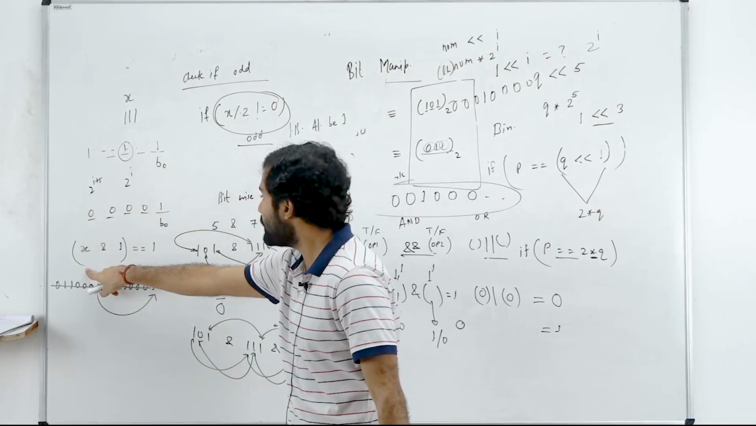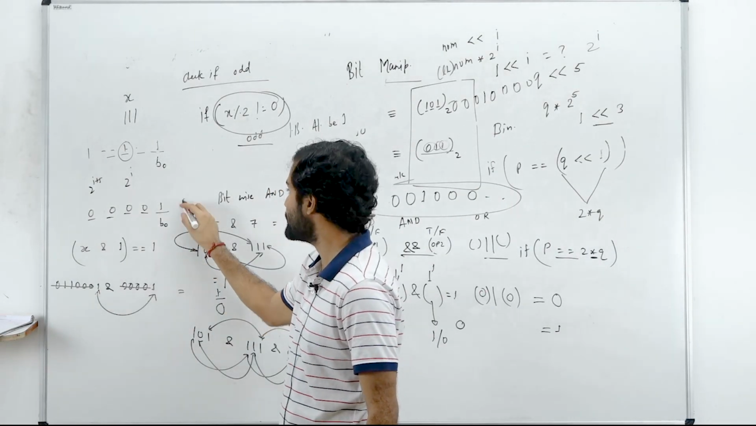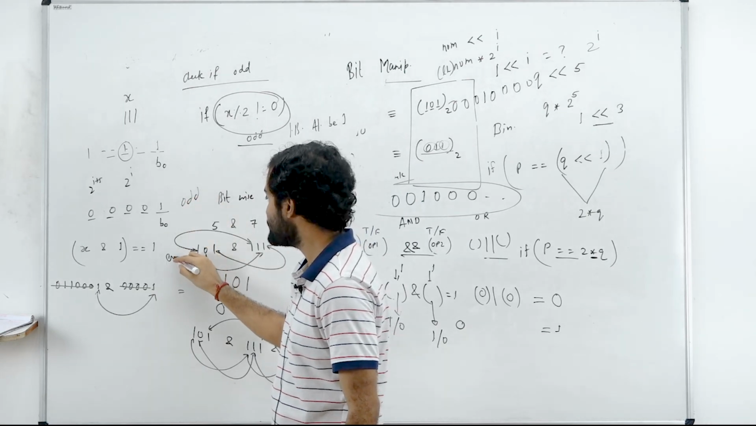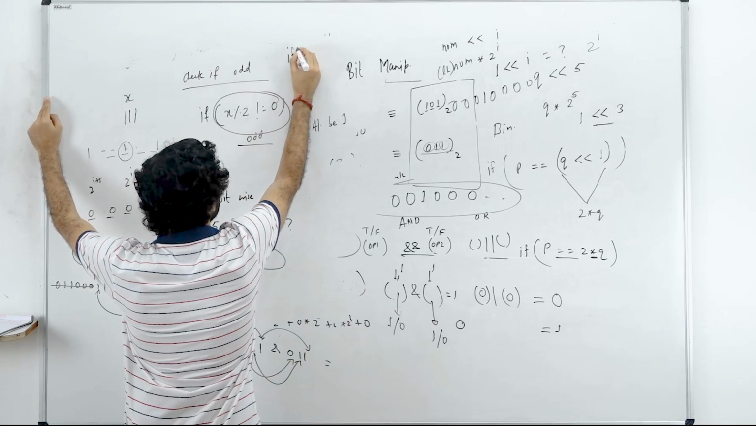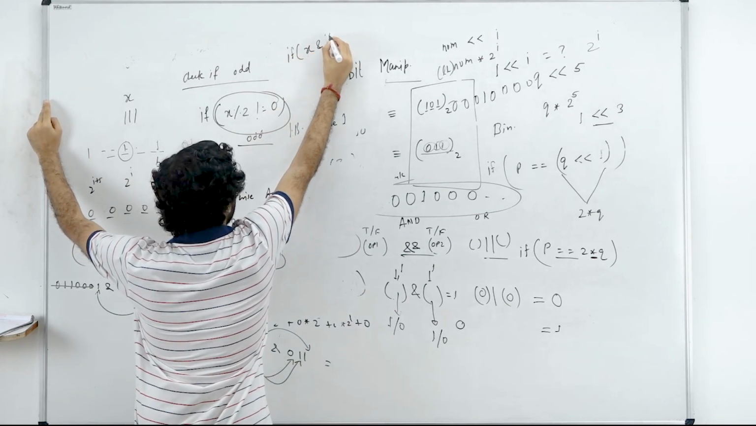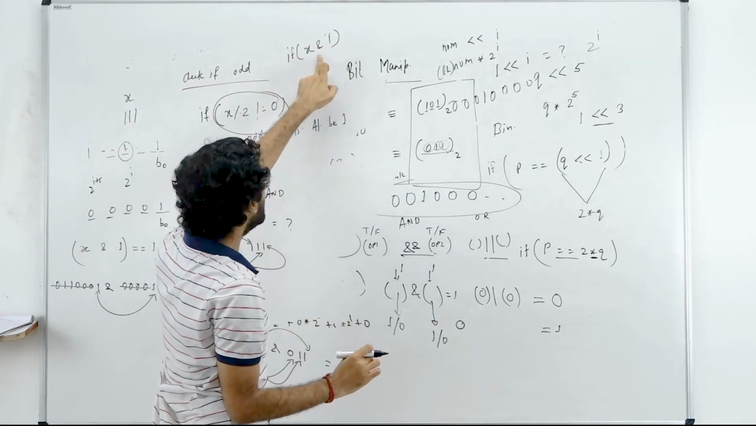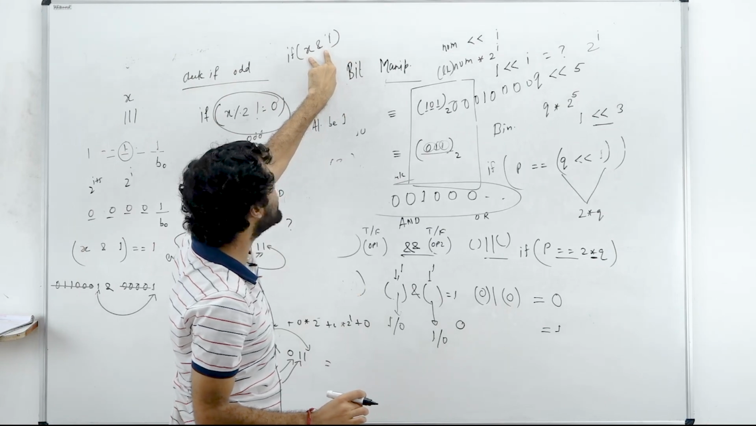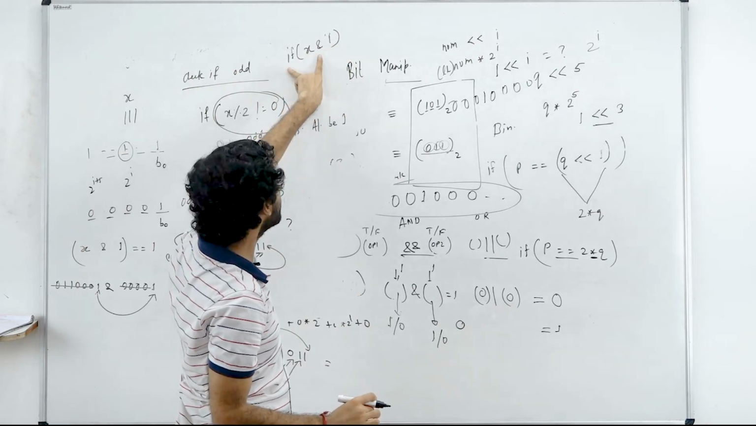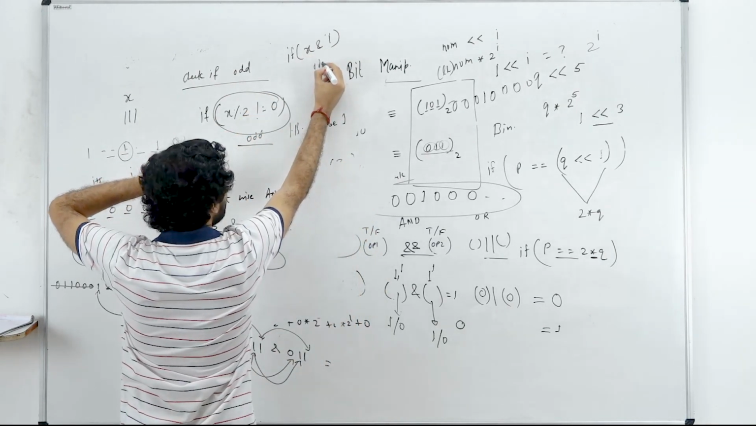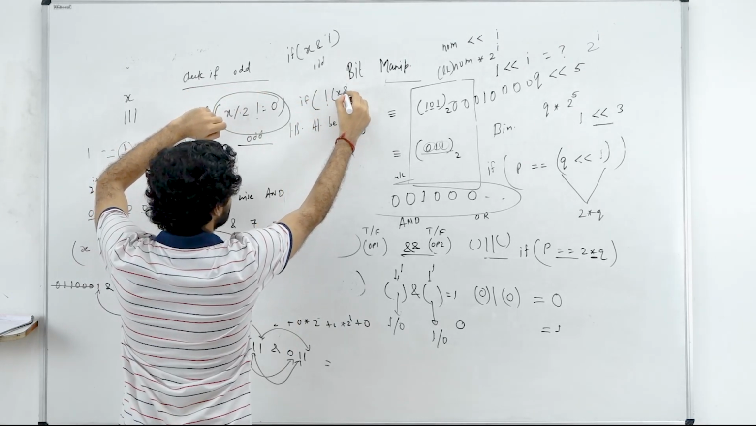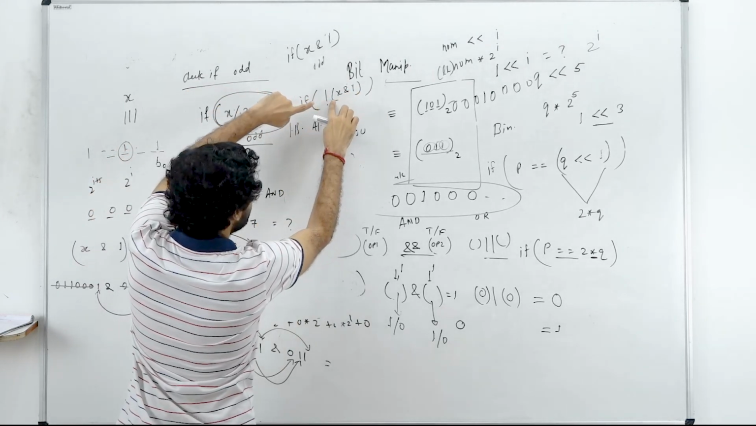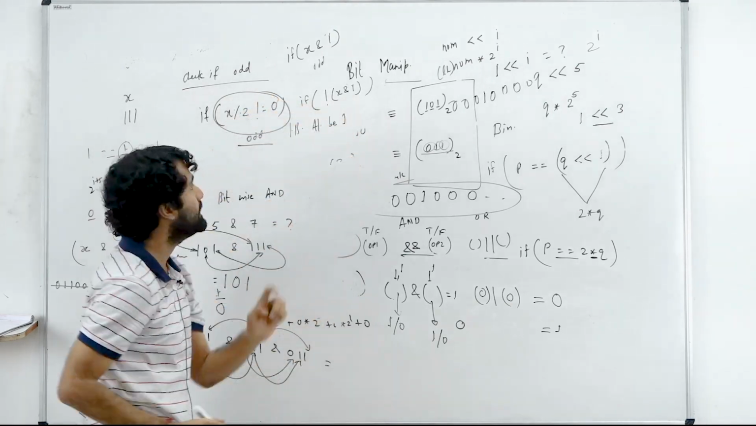So if the value of x and 1 is 1, that means the number is odd, otherwise it should be even. So instead of making this check, you can just have if x and 1. Now if this thing returns 1, 1 is regarded as true. So if this thing is true, that means the number is odd, and if not of this, while you use not, please protect it within braces, then it is even.